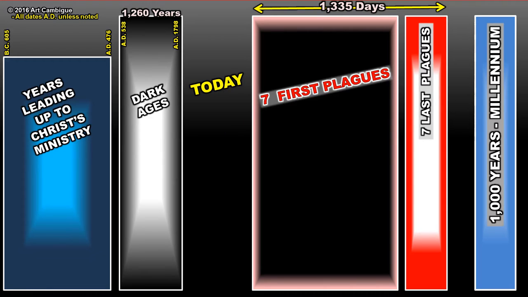All right, well, the next two blocks consist of the seven last plagues and also the seven first plagues. Some people only remember or study the seven last plagues, but because they're last, there is a seven first plagues also. And this combination of the seven first and the seven last plagues covers a time period of 1,335 days. And then after the plagues comes the thousand-year millennium in heaven. And we'll be covering that as we go along.